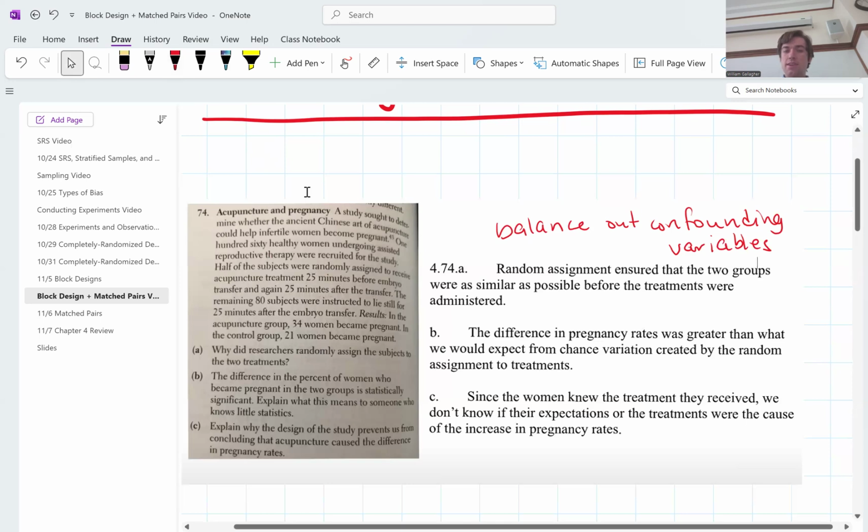But the idea here, right, is that the difference in pregnancy rates was greater than what we would expect from chance variation created by the random assignment to treatments. So again, the point here is that if it's statistically significant, the results are unlikely to have happened by chance.